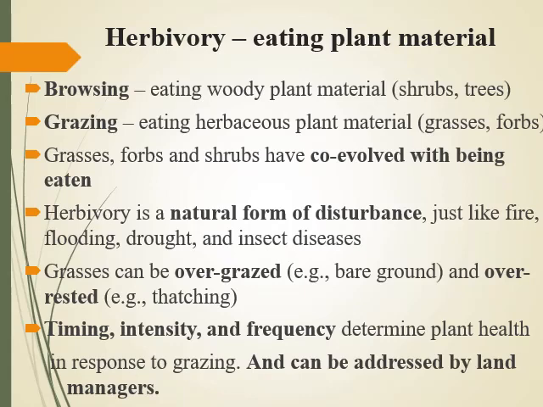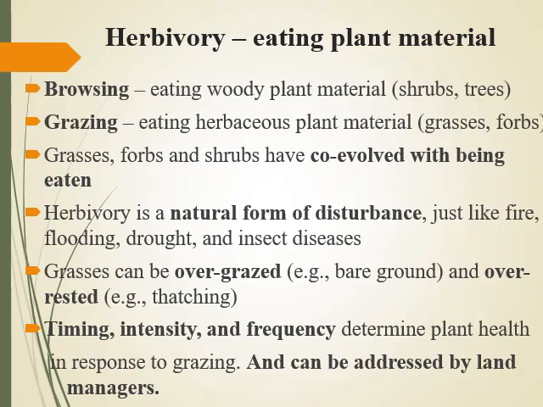Okay, grasses and forbs and shrubs have co-evolved with being eaten. That's extremely important. Herbivory is a natural form of disturbance, just like fire, flooding, drought, and insect diseases. So these are natural ecological processes. Grazing is a natural form of disturbance. Plants have co-evolved with being grazed and or browsed. The important thing, of course, to remember is that grasses can be overgrazed. In other words, when you have too many herbivores on for too long a period of time, you'll be left with bare ground and dying grasses. But they can also be over-rested, and that's what we call thatching.